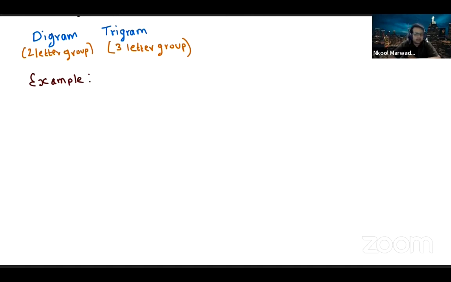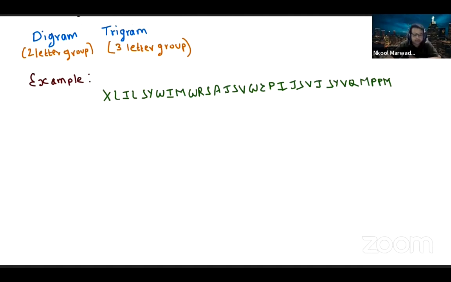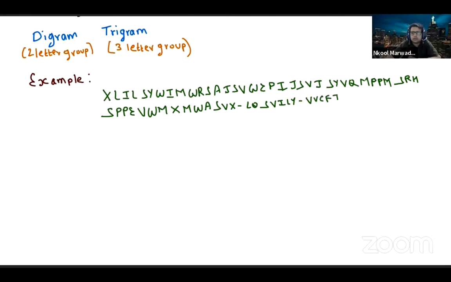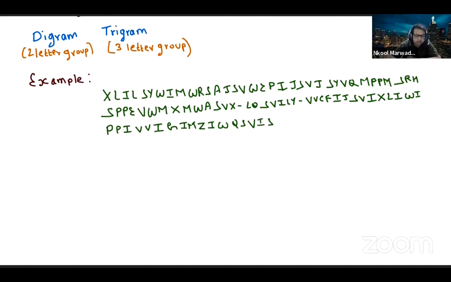X L I L S Y W I M W R S A J S V W E P I J S V J S Y V Q M P P M S R H S P P E V W M X M W A S V X, then one hyphen, then L Q S V I L Y. A very weird ciphertext we are writing. Last few letters: B B C F I J S V. So it is the encrypted ciphertext, and we will break it very soon. I X L I W I P P I B V I G I M Z I W Q S V I S J J I B W. So this is the ciphertext.